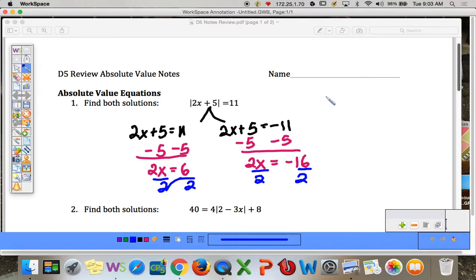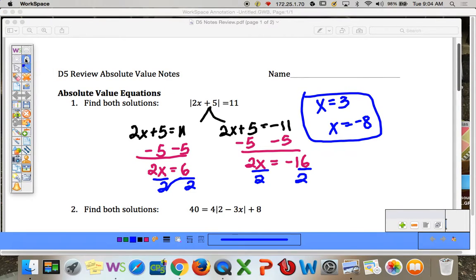And so we get two solutions here. X can be 3, and if you plug it in, we should get 11 on each side. And the other solution is negative 8. If we plug in a negative 8, we'll get negative 11 inside the absolute value, and that will equal 11 for the absolute value of negative 11. So two answers. Let's try the next one.